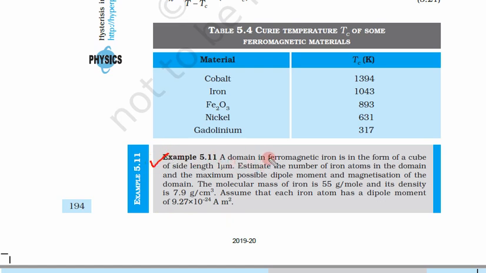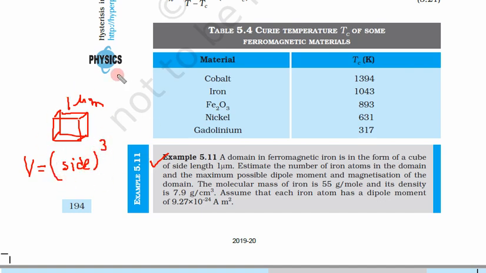So in this example, a domain in ferromagnetic iron is in the form of a cube. So we know there are domains in a ferromagnetic substance, and in this piece of iron, domains are in the form of a cube, and the side is 1 micrometer. So we know the volume of this cube is side to the power 3. So that will be the volume of this cube.